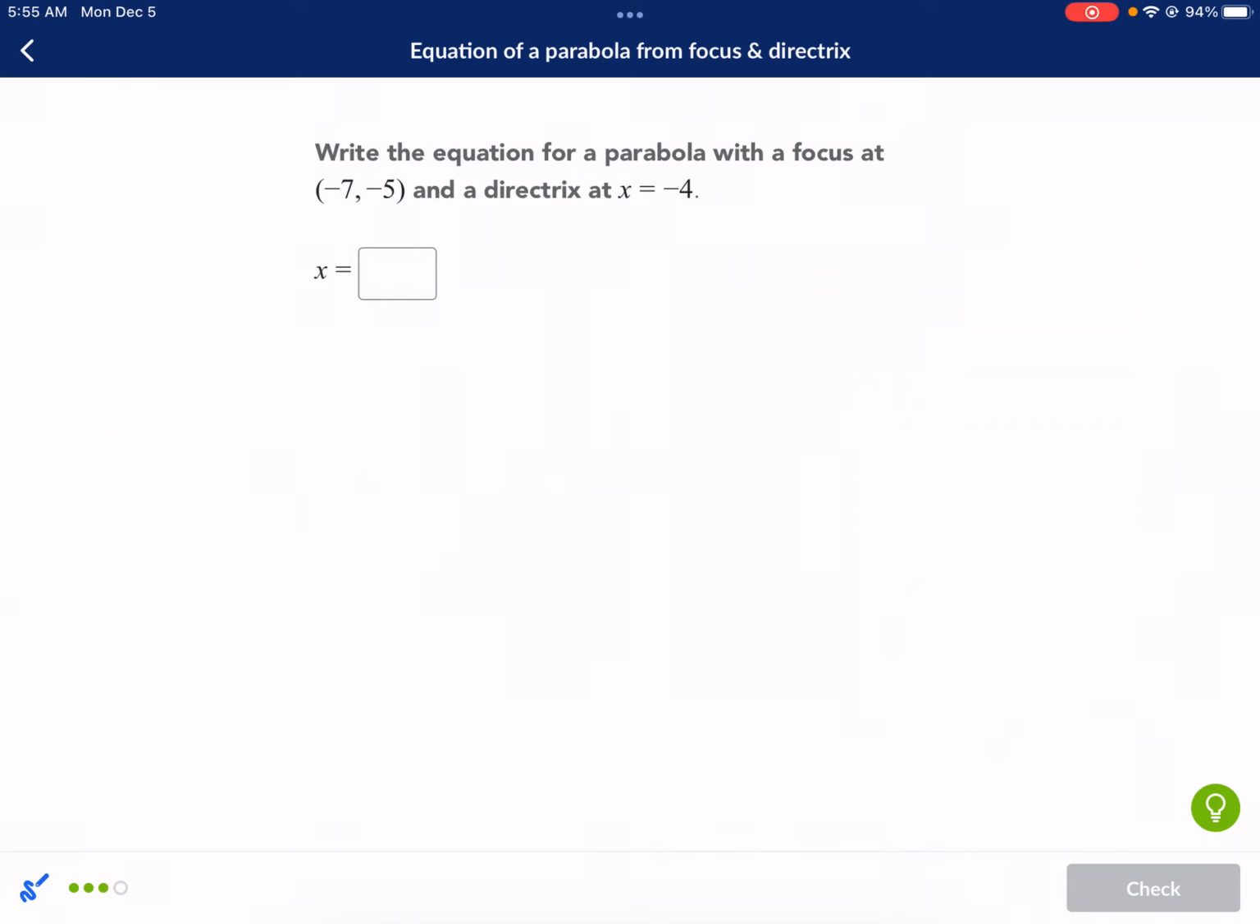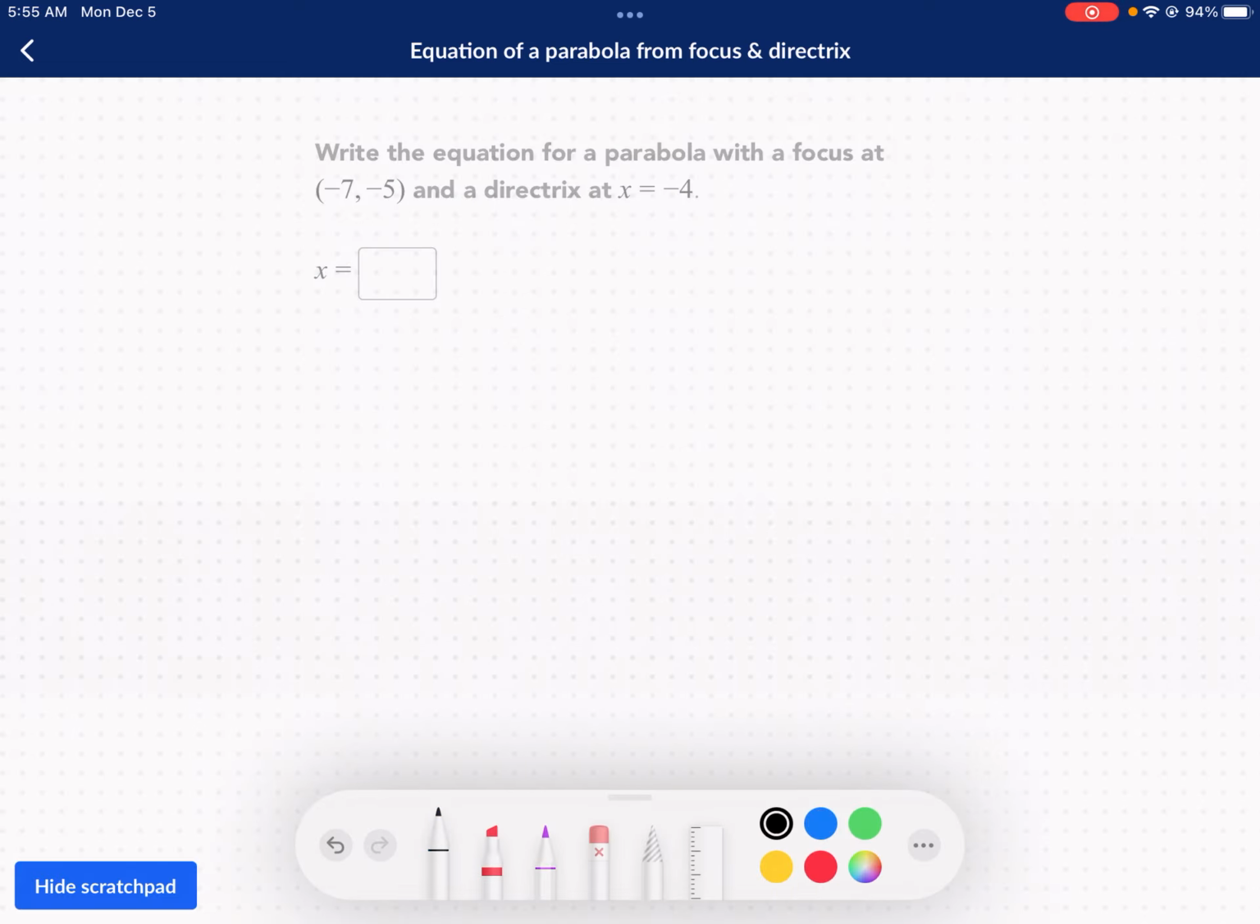Of course, they're going to give us a horizontal one to finish up with. So write the equation of the parabola. Let's go ahead and draw a picture first. So we have our picture. We're going to draw a directrix. That's x equals negative 4. And then our focus is at negative 7, negative 5. So it's going to be down here.